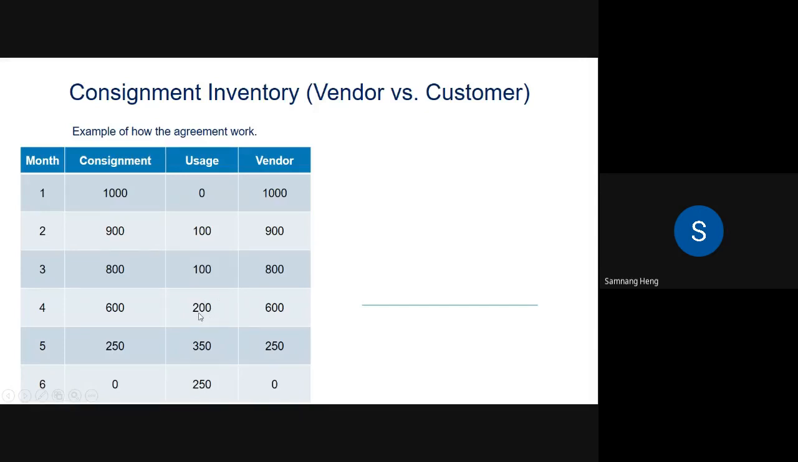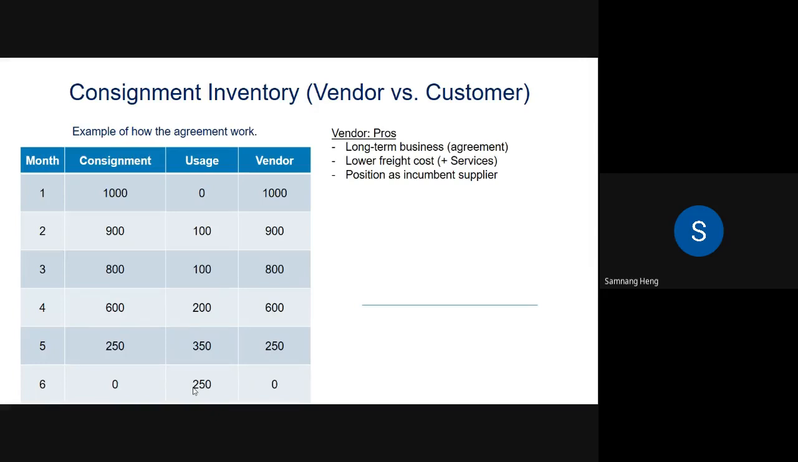Also, the payment has to be paid by the end of the month. I mean, it depends on the agreement between the vendor and the buyer, and so on and so forth until the last month, the 6th month, when they could sell up to 250 units, and you don't own anything more. Okay. Any other question?